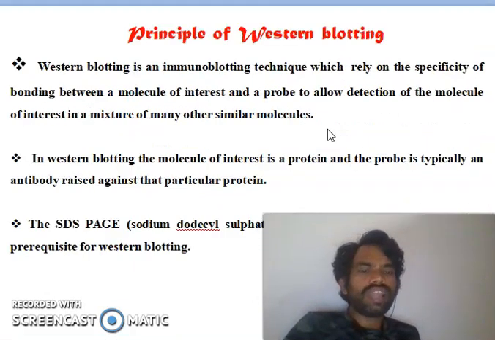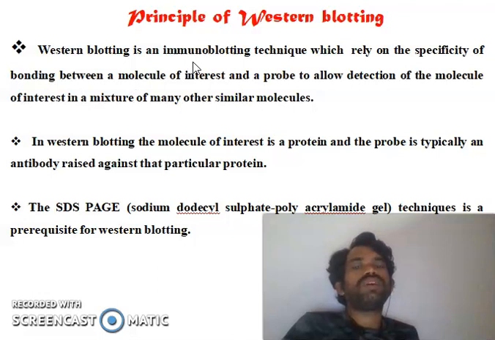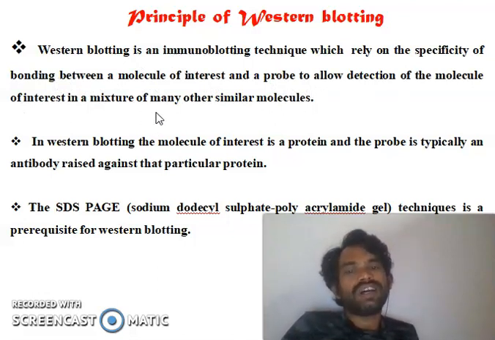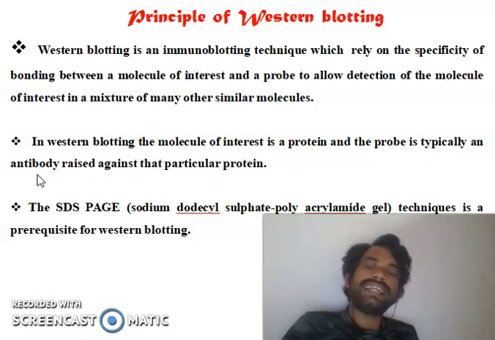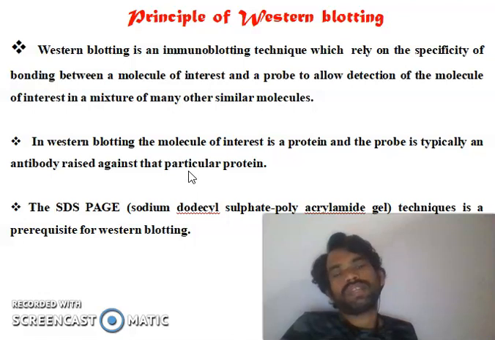You can see the next one. Actually, what is the principle of the Western blot technique? How does it work? Western blotting is one of the immunoblotting techniques. It relies on the specific binding between the molecule of interest and a probe, allowing detection of the molecule of interest in a mixture of many other similar molecules. In Western blot, the molecule of interest is the protein, and the probe is typically an antibody raised against the particular protein. SDS-PAGE gel is the prerequisite for Western blotting. This is the working principle of the Western blotting technique.